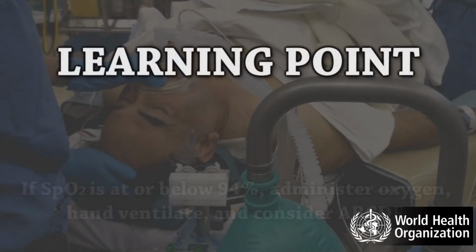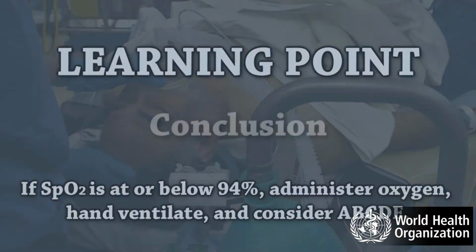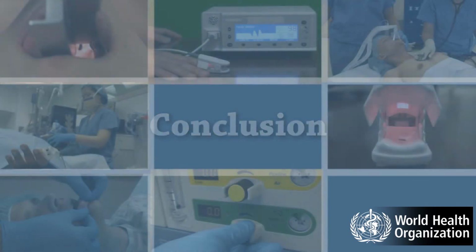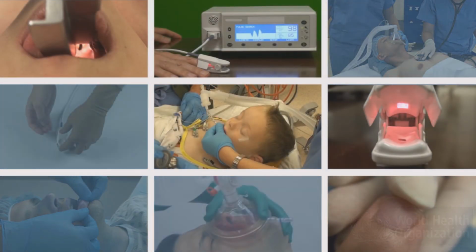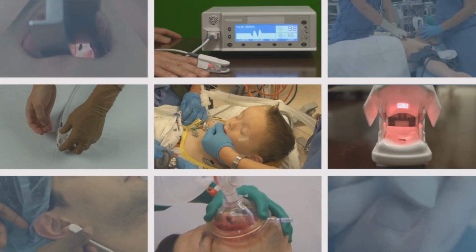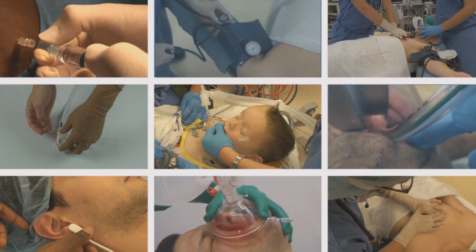Learning point. If SpO2 is 94% or below, give 100% oxygen, hand ventilate, consider A, B, C, D, E. Conclusion. We hope that this video has helped you to understand how a pulse oximeter works and how it can help you improve patient care during the administration of anesthesia.